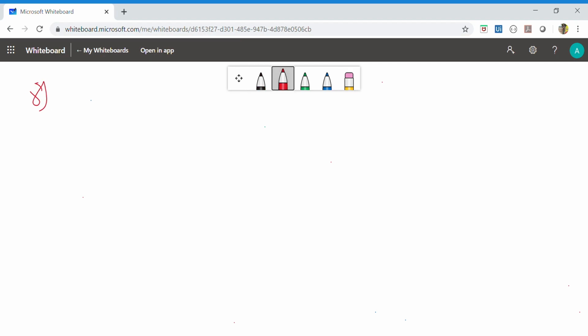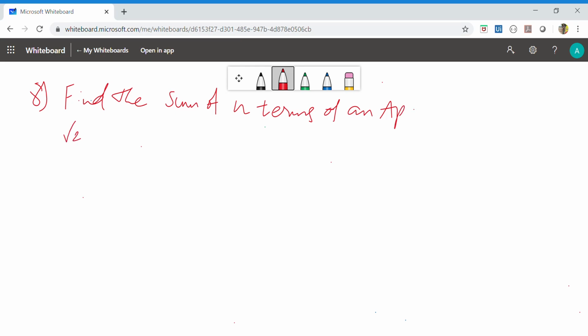Now, the eighth one. Find the sum of n terms of an AP. So what is the given AP? Root 2, 2 root 2, 3 root 2, and so on. Sum to n terms means you have to derive the general formula for Sn. Sn you have to find out.